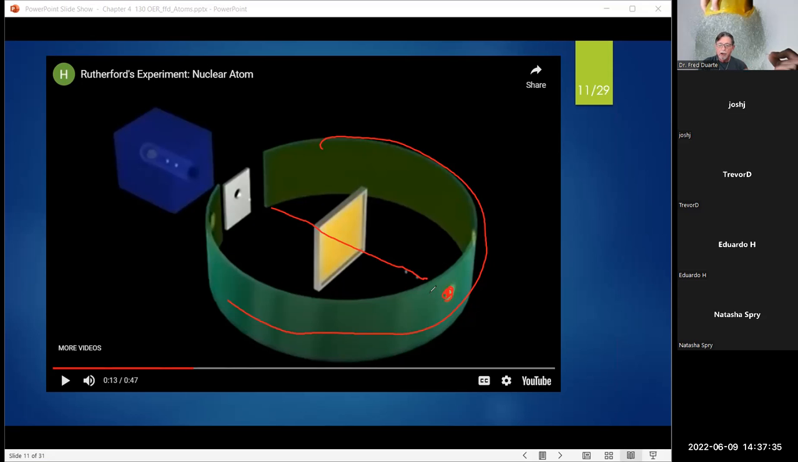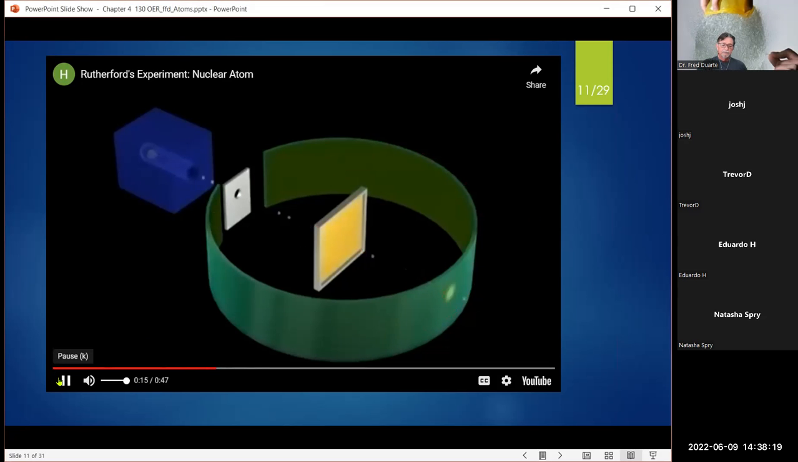If the plum pudding model was accurate, I should say, was a good model, if you will, then what should be happening here is that that's all he should see. But he starts seeing deflections. Things were bouncing off at different angles. Some of them even went all the way back to the source. And so, things were being deflected, much like shooting pool. You hit the cue ball, you hit a ball, and it's going off at an angle, right? So something else must be going on with respect to the atom. So let's continue.